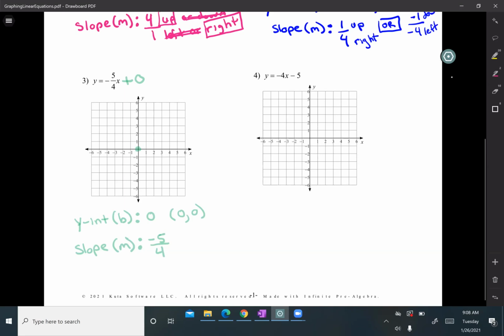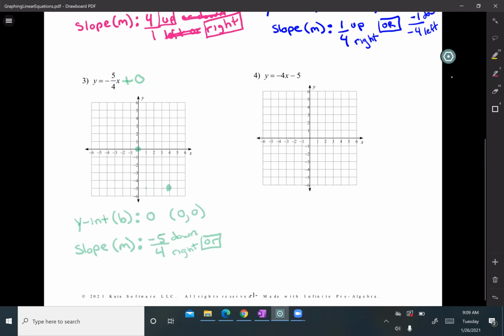And then -5 is going to tell me to go down. The top is always up or down. The bottom number is always left or right. Again, it's positive, so I'm going to go to the right. So start there, go down 5, to the right 4. And you could draw your line, or just for good practice, we're going to switch it.